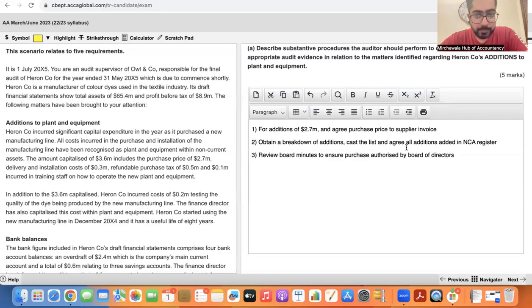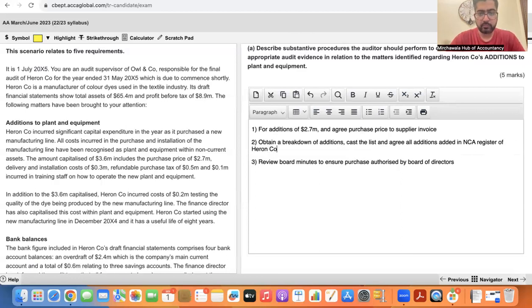Second, obtain breakdown of additions. Okay, what is the breakdown? Cast the list and agree all additions added in NCA register. You mentioned something from the scenario. So obtain breakdown of additions of new manufacturing line, because it was talking about manufacturing line. So you see, we just have to show that we are talking with respect to the scenario.